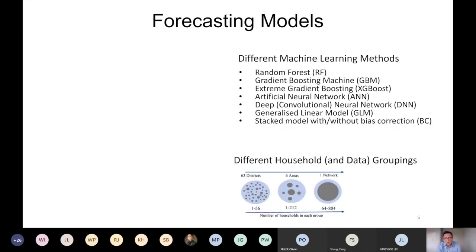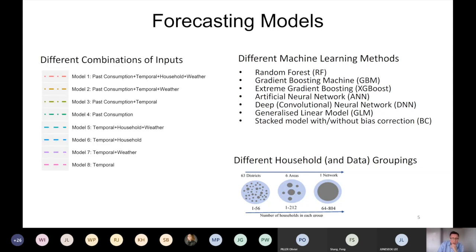A number of these methods have been developed using some advanced machine learning techniques, ranging from random forest, gradient boosting, and so on. Different combinations of inputs were used from the previous slide, and we developed some eight models made out of these different combinations of 4 principal types of inputs, and the households were grouped in a different way.